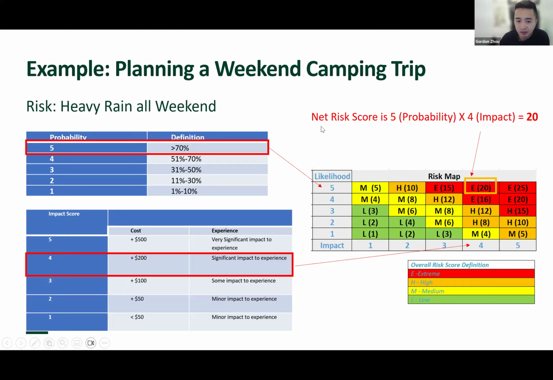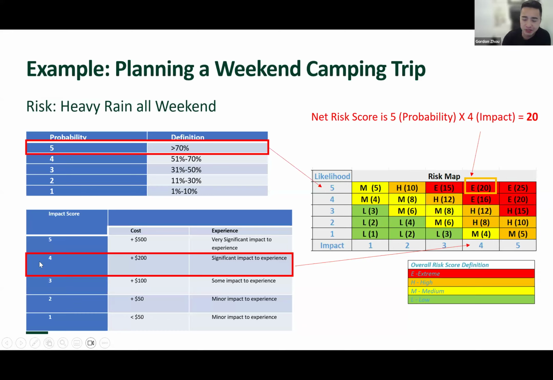In this case, for impact, I've structured it where we're just looking at costs and experience. Okay, so in this case, $250 is more than $200 for us. It's going to have a significant impact to our experience. We're going to give it a 4.